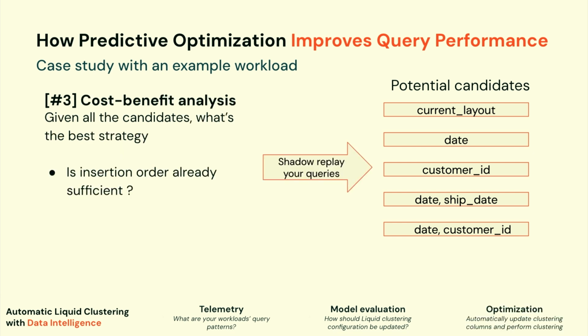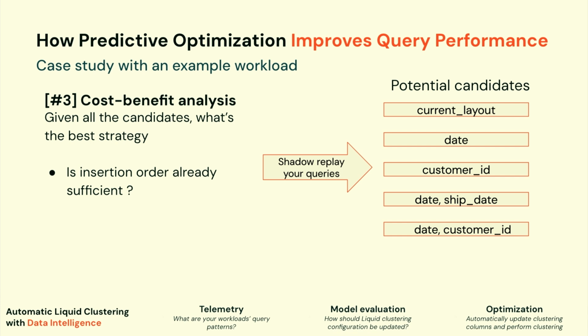Now, given a set of these clustering candidates, predictive optimization generates a hypothetical what-if layout of your data and actually runs a shadow replay of your queries against them. Now, why do we need to do this? We do this to get a higher degree of confidence in the clustering column selection, to actually make sure it improves the query performance and the pruning rate across your workload.